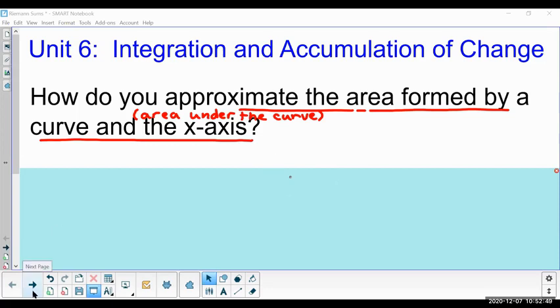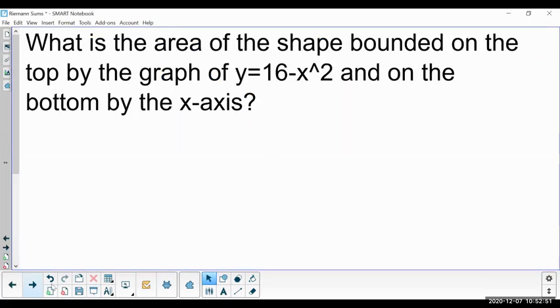But first, with that idea of approximation in mind and the stuff we already did with Desmos, what I want you to do is take a few minutes here and come up with the area of the shape. The shape is bounded on the top by the graph y equals 16 minus x squared, and on the bottom by the x-axis. So take a couple of minutes, think about your area.